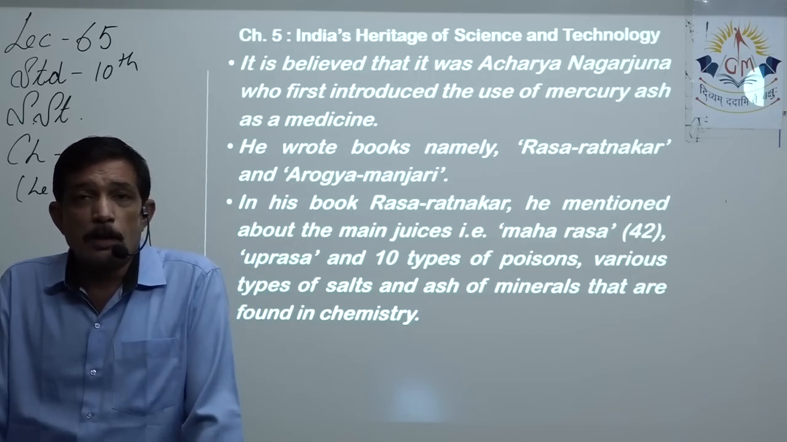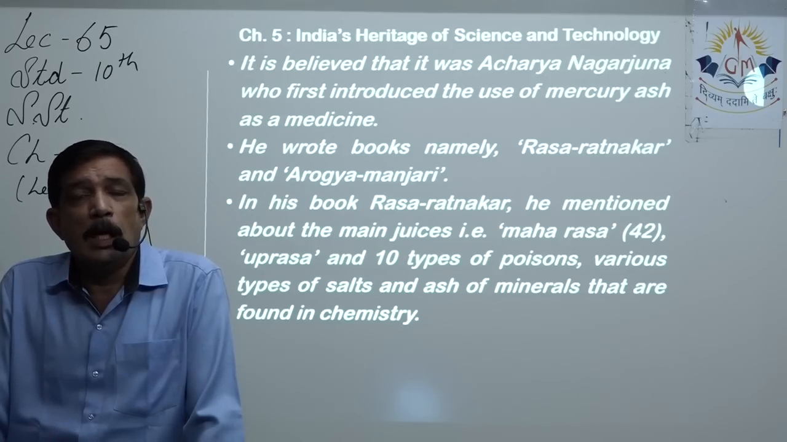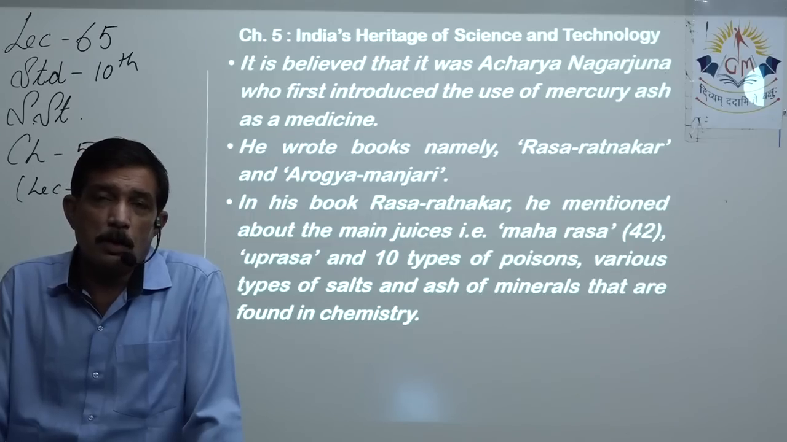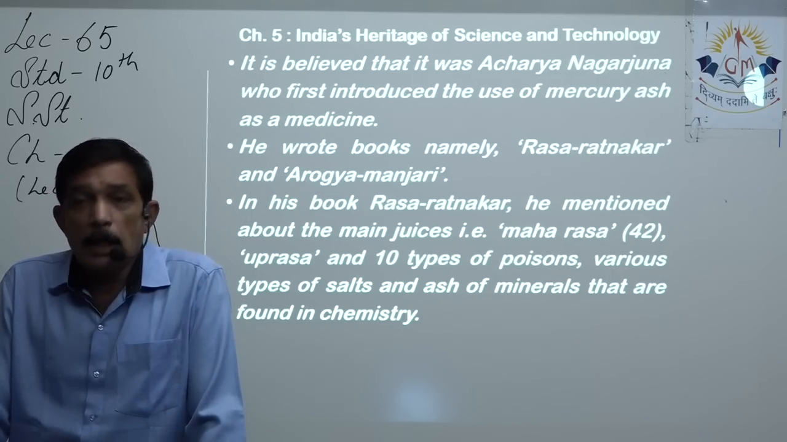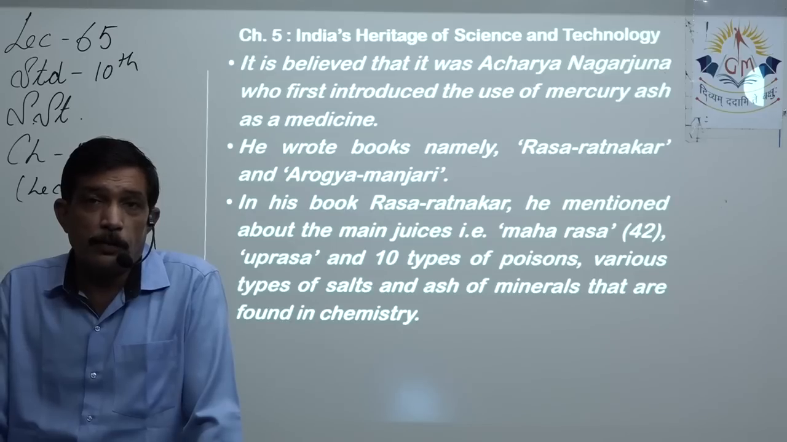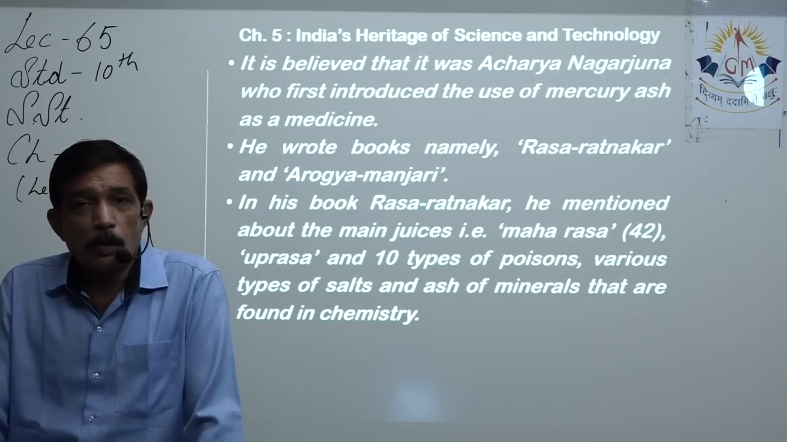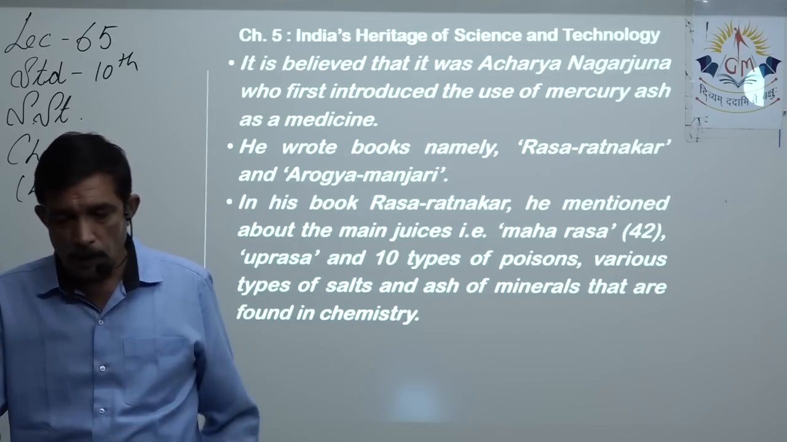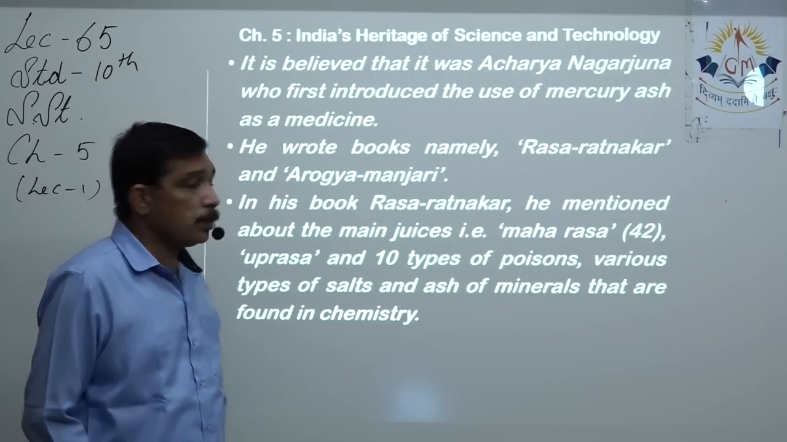The juices that are extracted from different species of the plant kingdom, plus by using chemistry also certain rasa are made which are very helpful for curing diseases. So he has written a whole book on Rasa Ratnakar. And Arogya Manjari, taking care of your health, how to cure small diseases on your own if the ailment is known, if the symptoms point towards a particular disease. Arogya means health, Manjari, taking care of your health. In his book Rasa Ratnakar, he has mentioned the main juices, that is rasa.